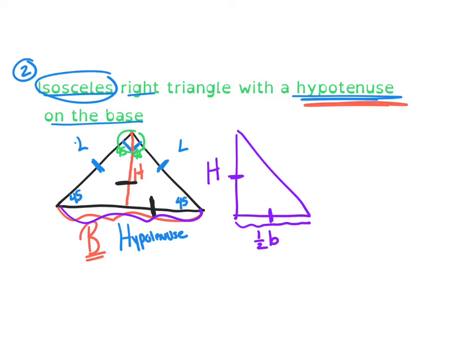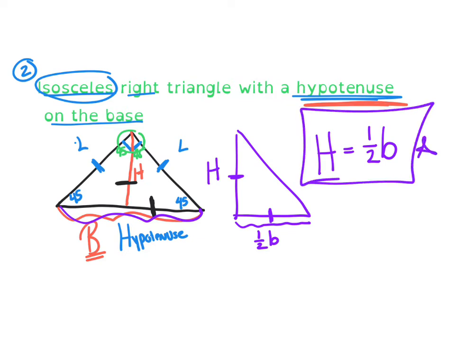So my ratio here that I have to understand is the height equals half the base. Where in that previous example, the height and the base were equal. In this case, when the hypotenuse is on the bottom, the height is half the base. Box that, get that highlighter out, let's star that.